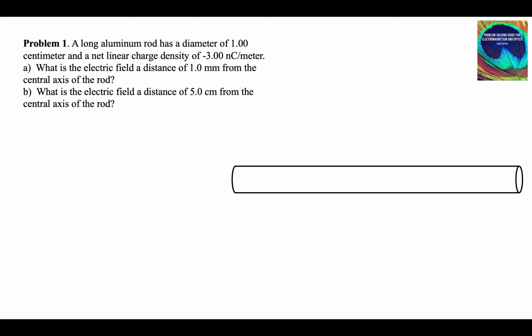Now part B. What's the electric field a distance of 5 centimeters away from the central axis of the rod, which is up here? 5 centimeters away, outside the rod. We want a good Gaussian surface.